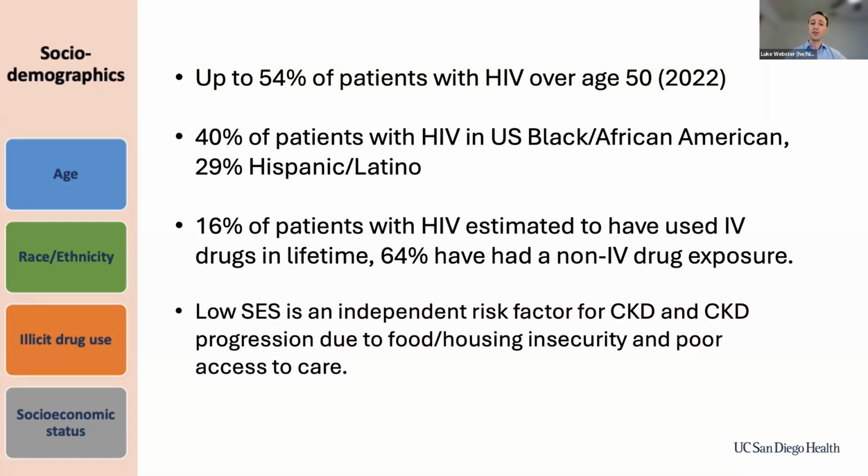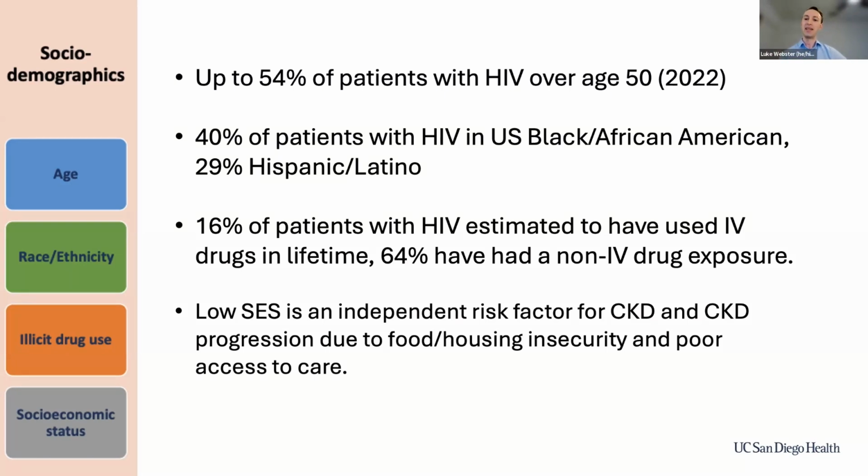We also know that race or ethnicity does seem to play a role in risk factors for chronic kidney disease. If we look at patients with HIV in the US, about 40% of them are Black or African American, and 29% are Hispanic or Latino. Illicit drug use is another big risk factor for chronic kidney disease. If we look at the population as a whole, some patients with HIV have a higher risk of either IV drug exposure or non-IV drug exposure. About 16% of patients are estimated to have used IV drugs once in their lifetime, and this opens up secondary kidney pathology.